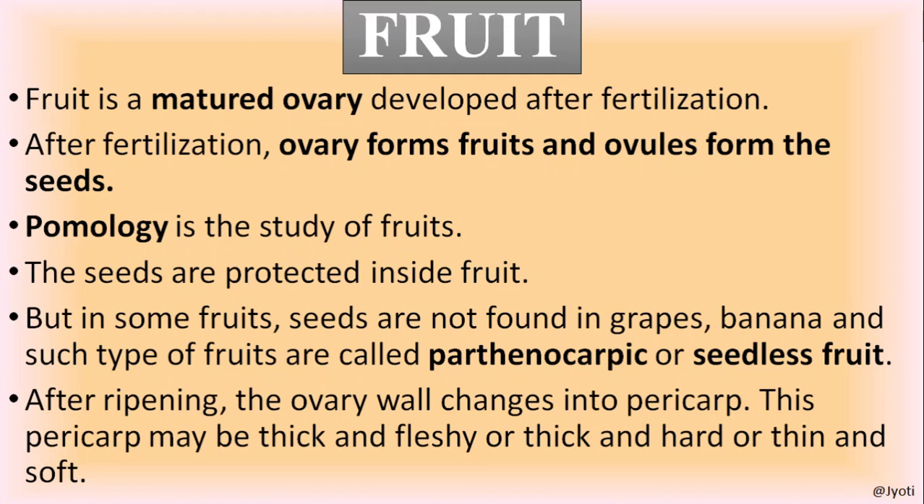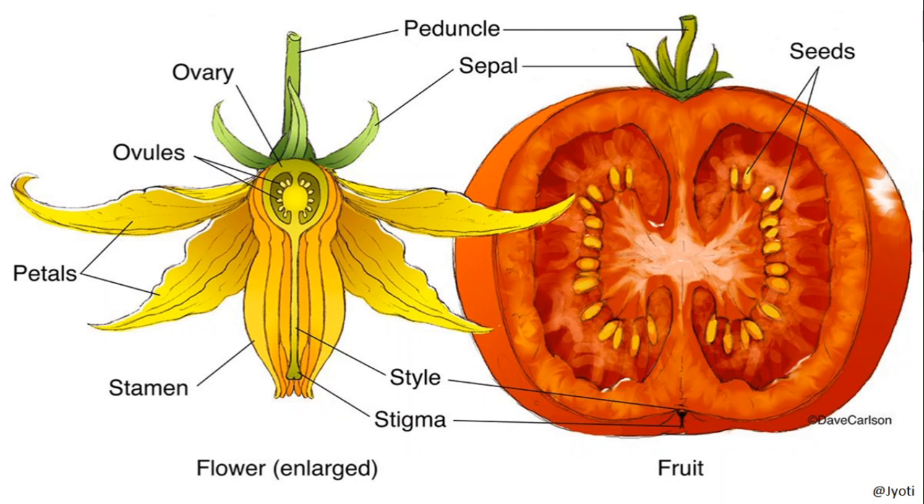After ripening of the fruit, the wall of the ovary changes into a structure that is called pericarp. So what is the wall of the fruit called? The wall of the fruit is pericarp. Very, very important. This pericarp may be thick, it may be fleshy, or it may be hard, or it may be thin and soft.